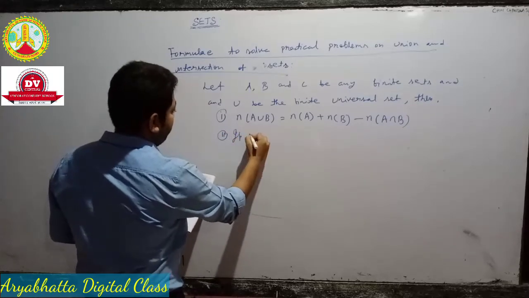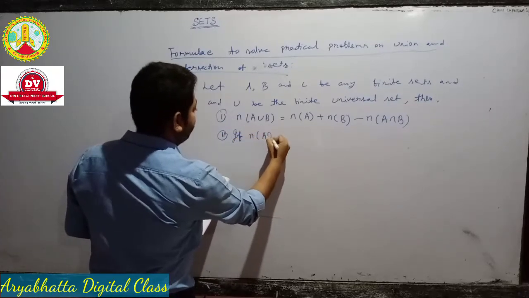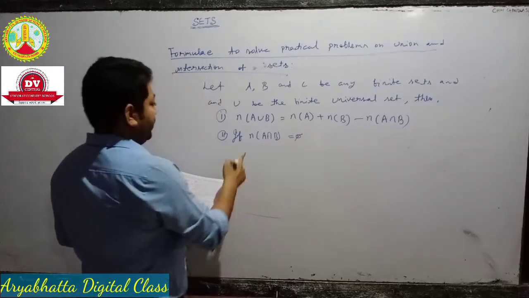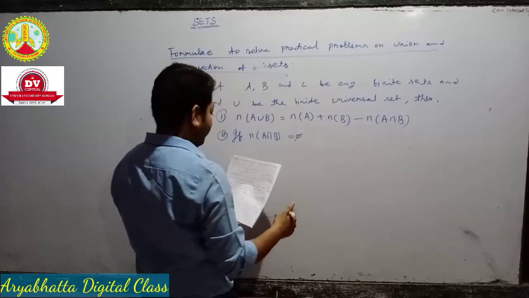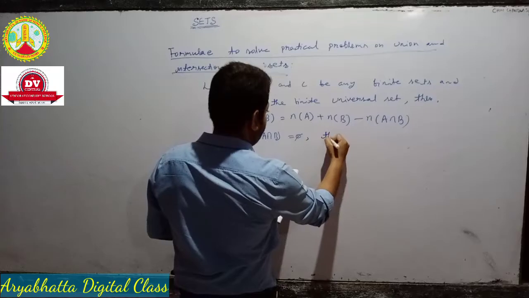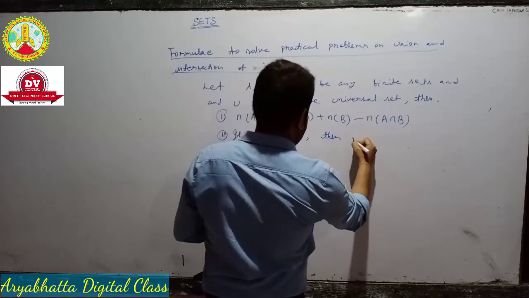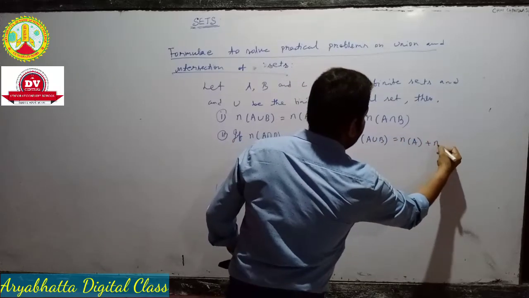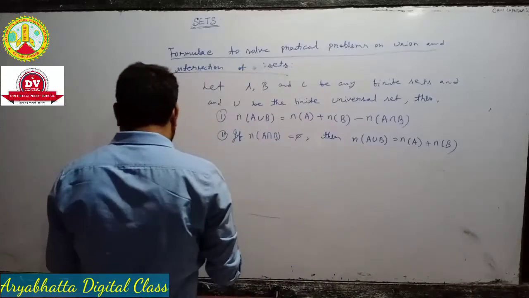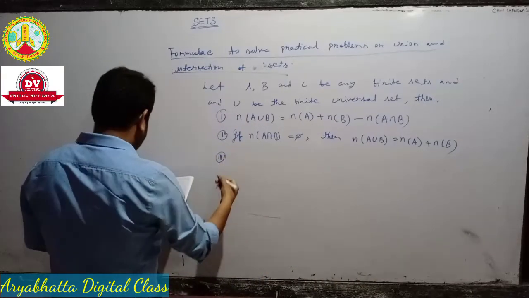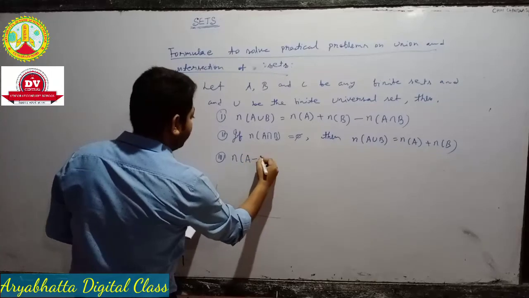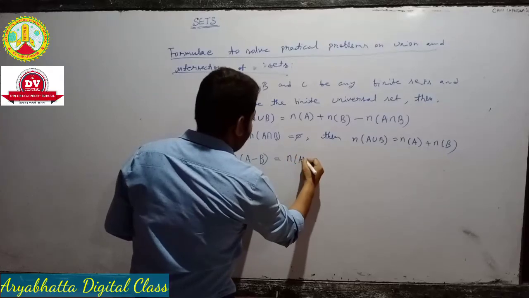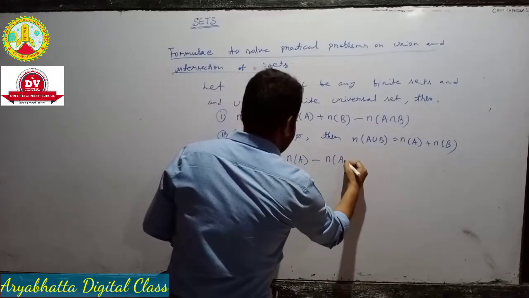Next, number 2, if n of (A intersection B) is equal to 0, that means A intersection B is the null set, then there are no common elements. Then n of (A union B) is equal to n of A plus n of B. Next, number 3, n of (A minus B) is equal to n of A minus n of (A intersection B).